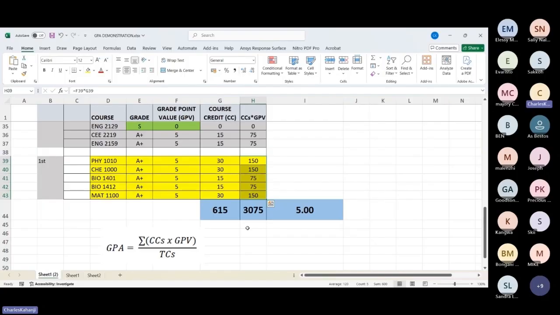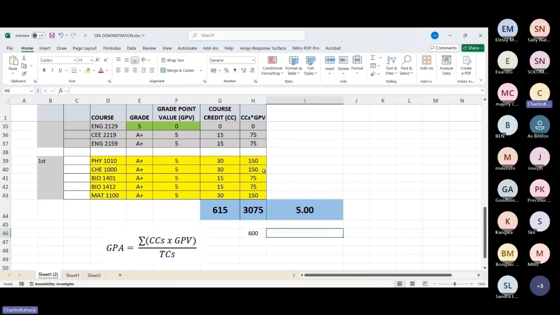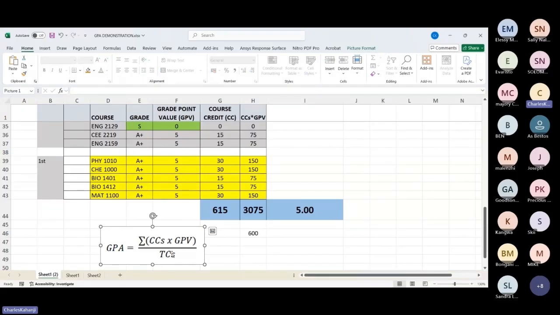So for instance, I can have a sum of this. It's going to give me the CCs dot. So the numerator there is 600. Then I can have now the total credits. The denominator here is your total credits, TCs. The total credits are the credits for each course. Most of the courses in your first year are 4 courses, except for the 2 biologies.